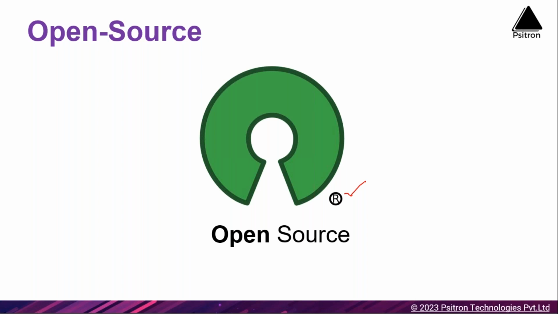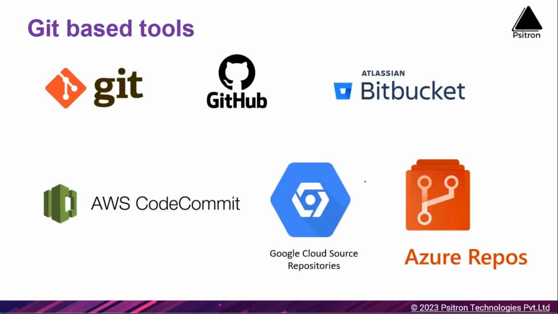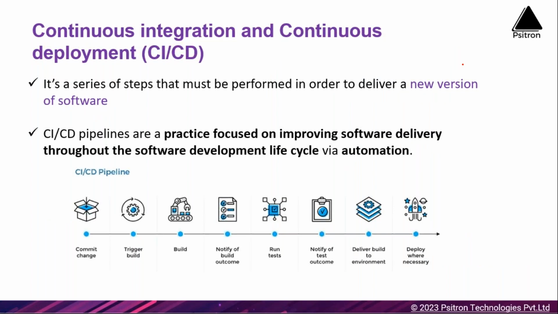Let's try to understand the various different tools that are part of our program. First, Git-based tools. We understand the importance of versioning your code. What are the different tools that we need to know? Git is the only tool you need to understand in order to use any Git-based tools. For example, it can be GitHub. Or if your organization wants to use AWS CodeCommit, or Azure Repos, or GCP repos, or Bitbucket. Then come CI/CD tools, continuous integration and continuous deployment tools.